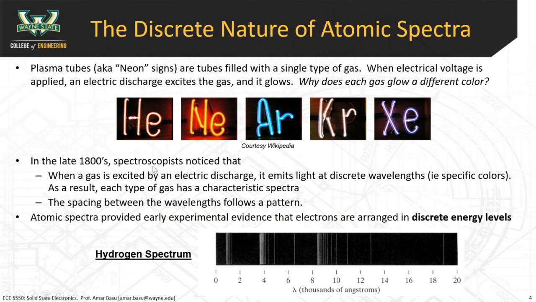Look at this from the perspective of a scientist. You see an interesting effect like this. I'm sure you all have seen these types of signs in stores or restaurants, where you have a tube that's filled with gas and then it lights up different colors. They call them neon signs, plasma tubes. And the different gases glow different colors.